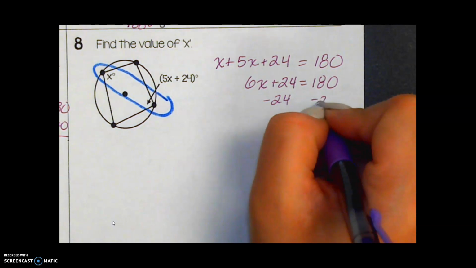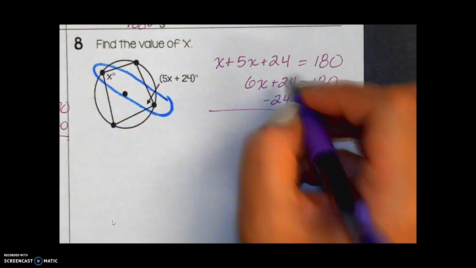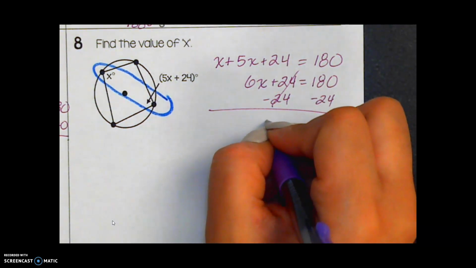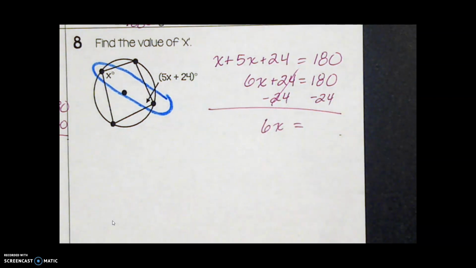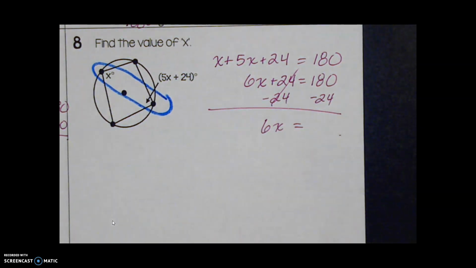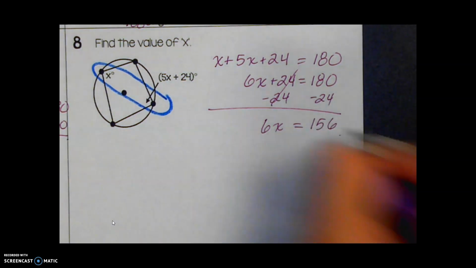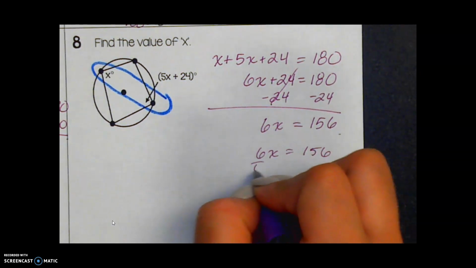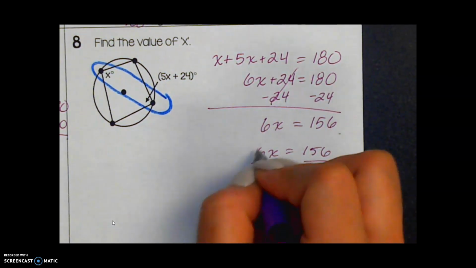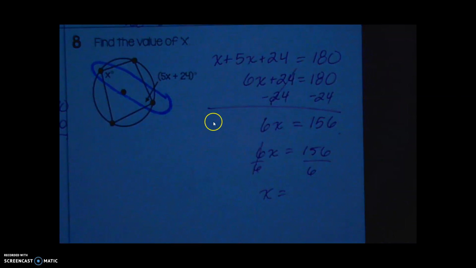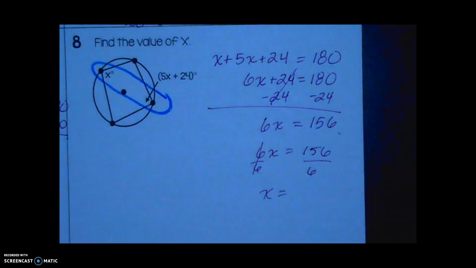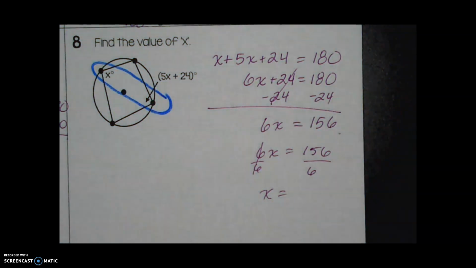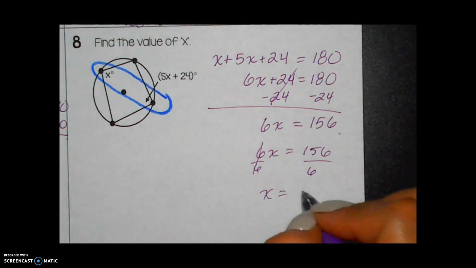Subtract 24 from both sides. This goes away, and I get 6x equals 180 minus 24, which is 156. My next step is to divide both sides by 6, and whenever I do that, I should get, let me verify, I believe it's 26, but I don't want to write the wrong thing down. Yes, it's 26.